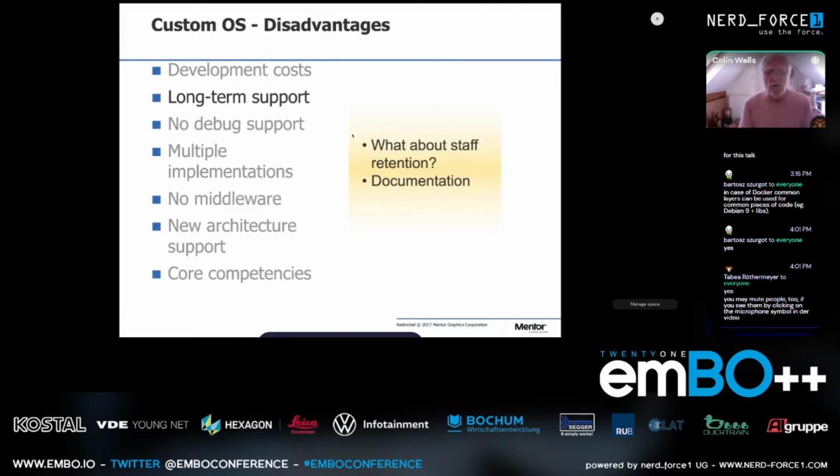Long-term support is a disadvantage. As I said before, what about staff retention? The long-term support of this operating system will be a problem if you don't have that expertise there, if the documentation isn't up to scratch. I'm sure the engineers in your company all document their work beautifully, in which case that's great. You can support things long-term, but that is not always the case.